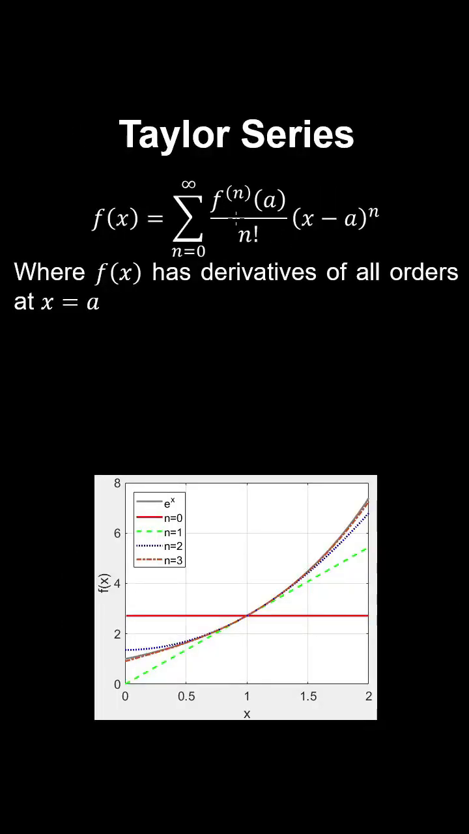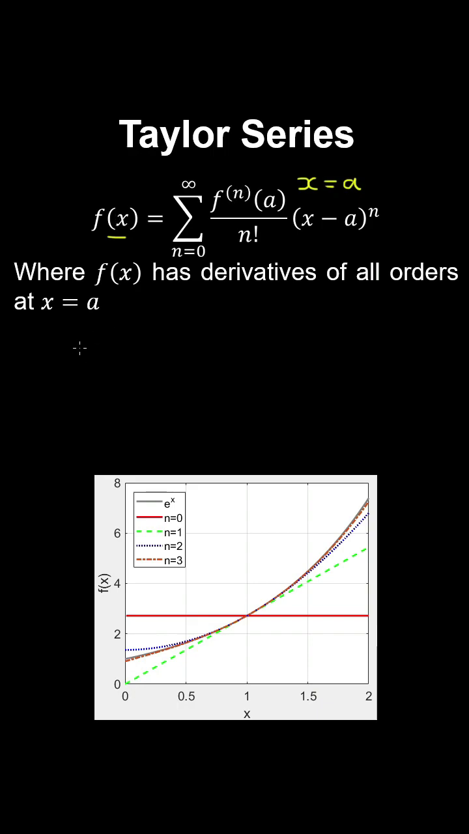A Taylor series is an infinite power series, and here we have the Taylor series expansion centered on x equals a. And recall that the Taylor polynomial has this form, but it's finite, so the Taylor polynomial for the function f of x is the partial sum of the Taylor series.